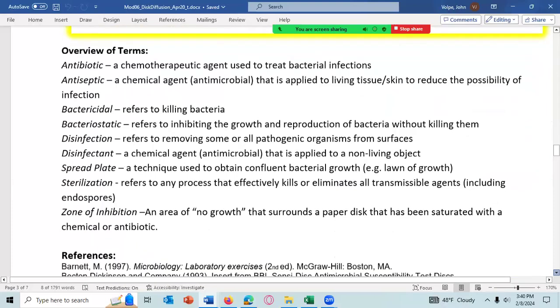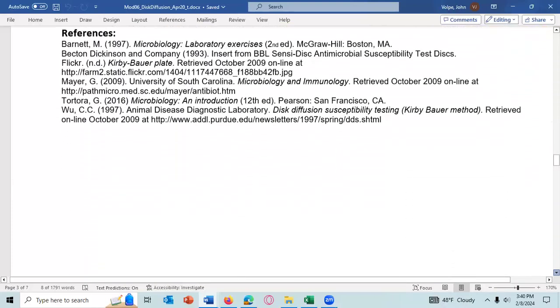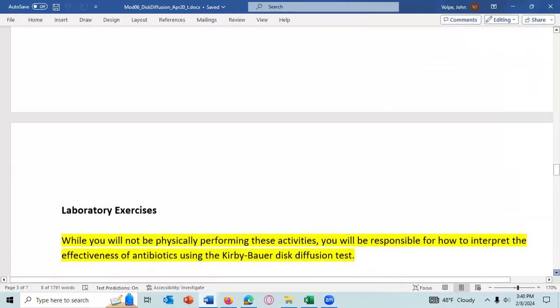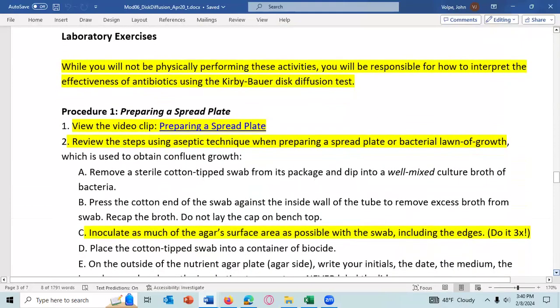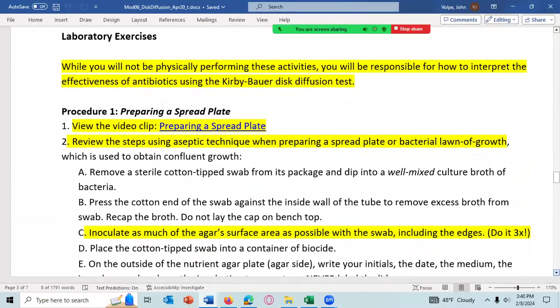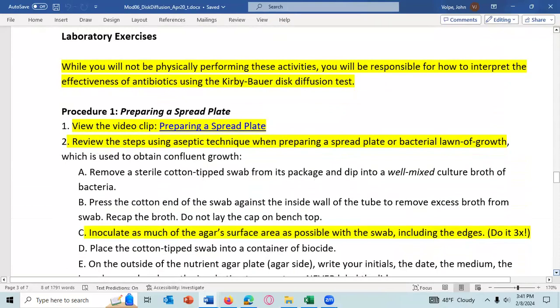If not, know the terms of this lab. Don't need to look at the references, but you should know the terms. We're not going to be physically performing any of these activities because everything's going to be done online, but you will be held responsible for how to interpret the effectiveness of antibiotics using the Kirby-Bauer diffusion method.